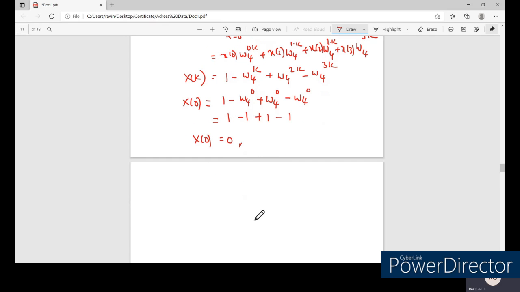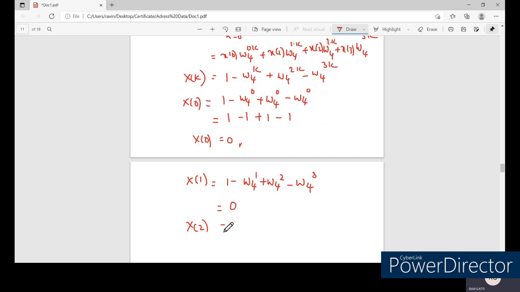So now substitute k is equal to 1. When you substitute k is equal to 1, x of 1 is nothing but 1 minus omega 4 power 1 plus omega 4 power 2 minus omega 4 power 3. If you substitute all these values, for this also you'll be getting the answer equal to 0. Okay. Next, substitute k is equal to 2.